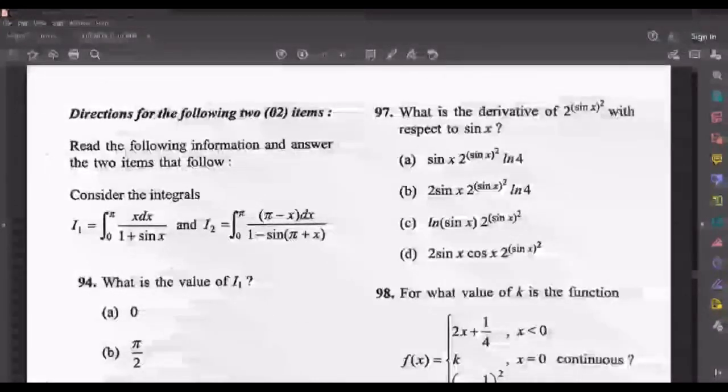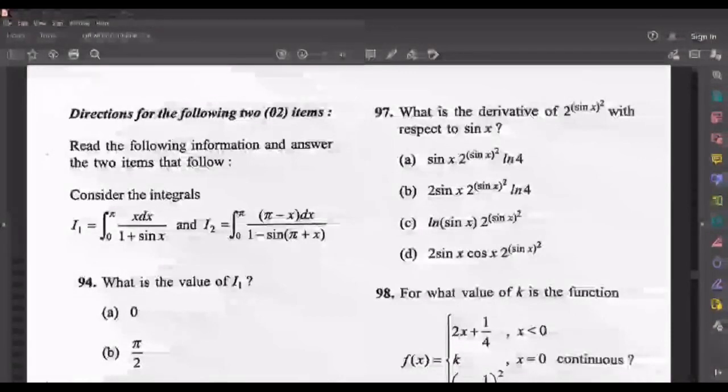What is the derivative of 2 raised to sin x the whole square with respect to sin x? So options are here. You have to just do the derivative, then comment the answers. Please try everyone.